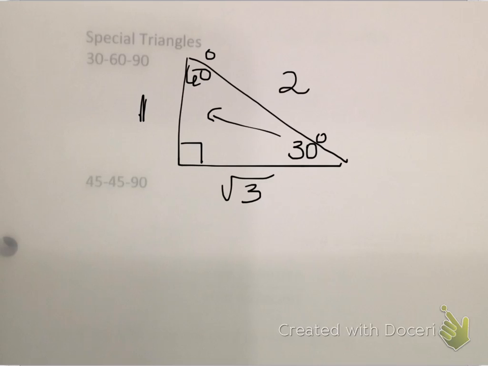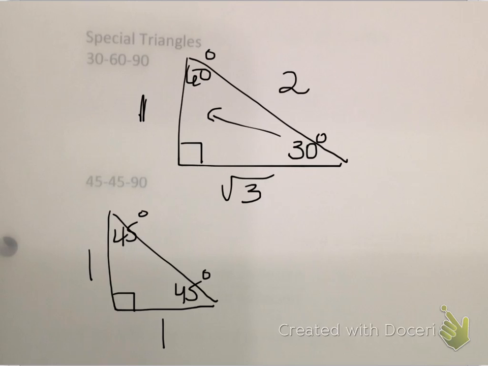Alright, let's look at the other one. It's an isosceles right triangle. So each angle is 45 degrees. So this side will be 1, and that side will be 1, and this side will be rad 2.